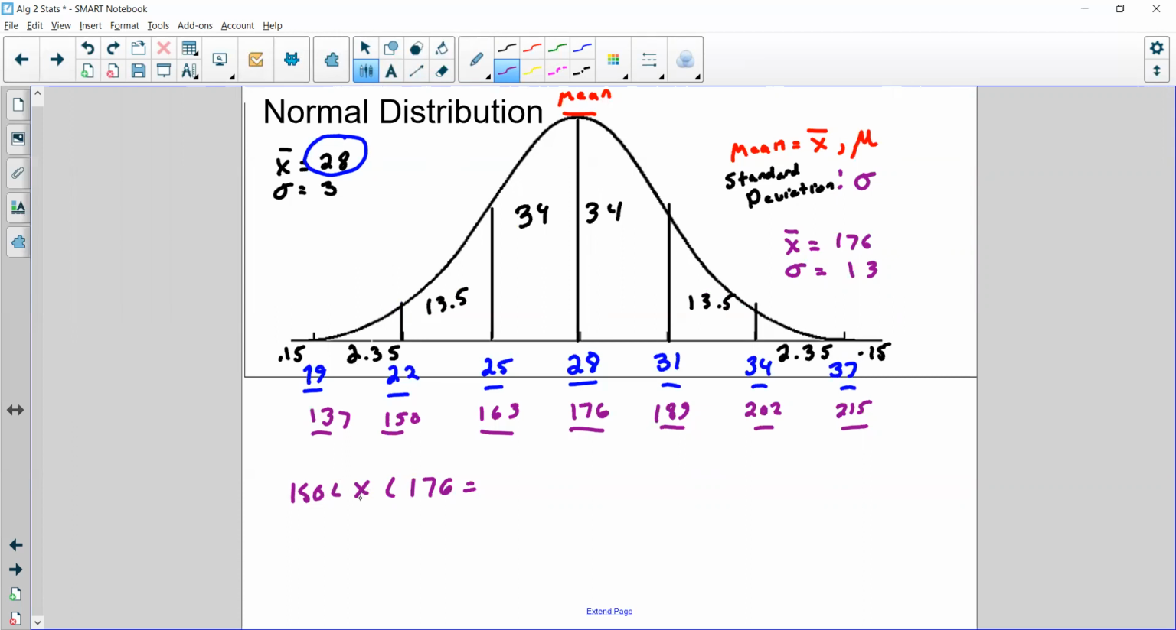150 is less than X, which is less than 176. So I'm asking for what is the percent of data in between 150 and 176 for my purple numbers. You don't have any clue, but we could figure it out. No, it's going to be 13.5 plus 34, because that is the spaces in between 150 and 176. So I want to make sure. 47.5.